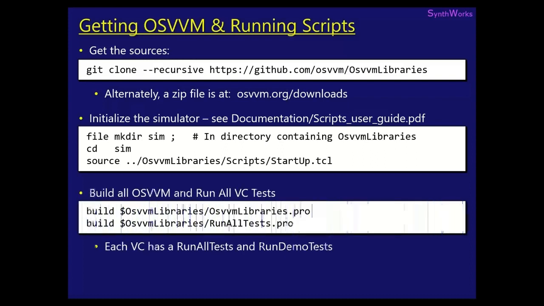Okay. And then you can do something like build the OSVVM libraries. So you just say build $OsvvmLibraries. That means it's a variable. It's set by the scripts file up top. It knows, at that point, wherever your OsvvmLibraries is. Run the script OsvvmLibraries.pro. And the other one is saying RunAllTests. Well, that's our regression test. You don't need to do that. You could run the demo test just to see a demo of things. And generally, for all our verification components, we use that same naming, RunAllTests, to run all the test cases.